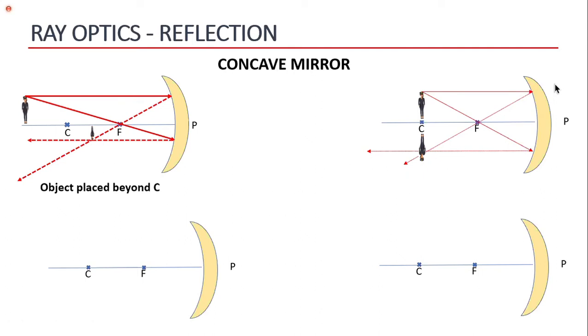See, instead of that image, just take an arrow and then do it. For example, an object something like this at the center of curvature, focal point. So it goes like this, goes from focus.